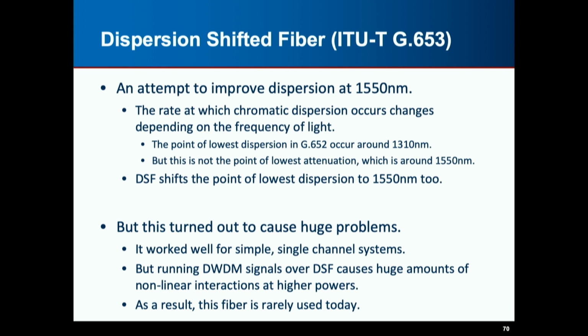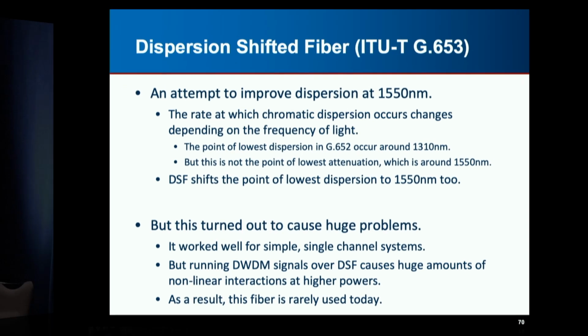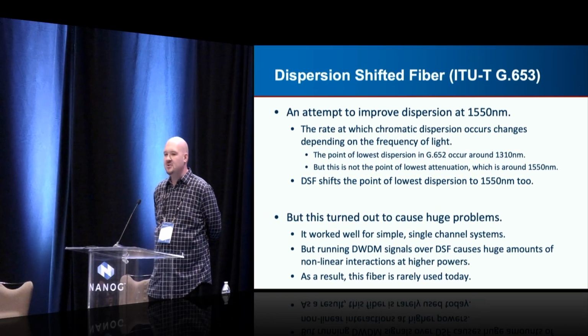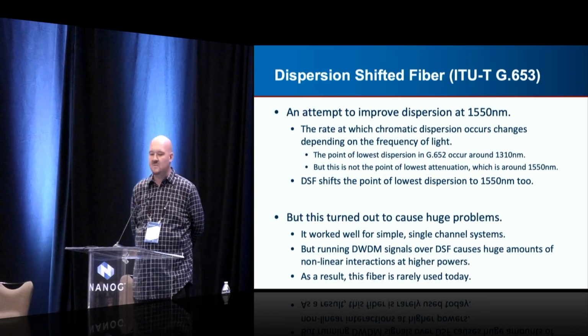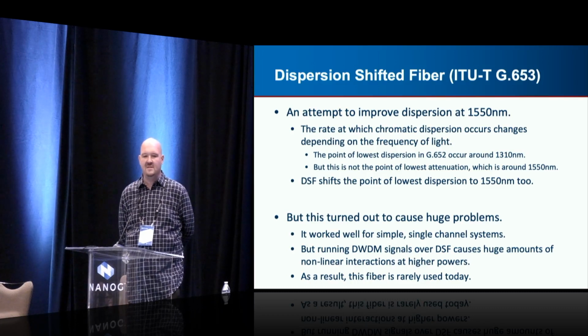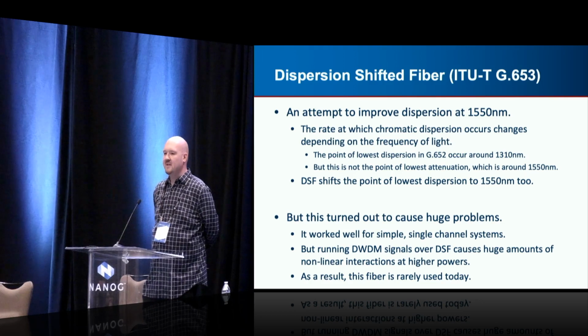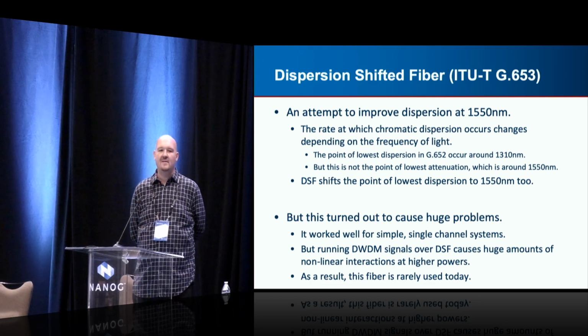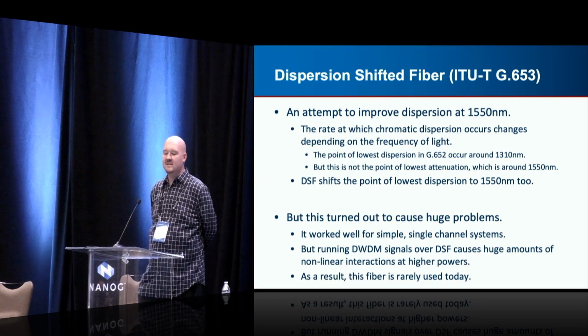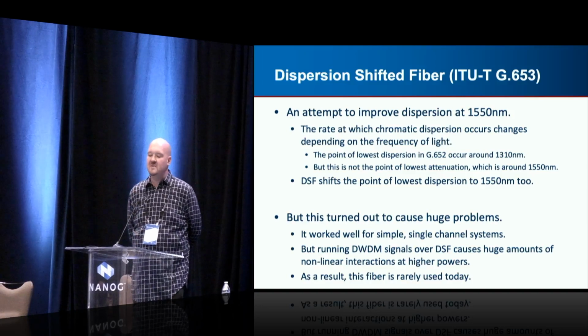There's a kind called dispersion shifted fiber. So what happened here was someone got the bright idea, all right, what if we design the fiber so that instead of the lowest dispersion being at 1310, what if we could shift that so that the lowest dispersion was over at 1550, the same point where the lowest attenuation is. So now we're able to carry a signal and keep it bright and hopefully have less dispersion. So dispersion shifted fiber was that first attempt.